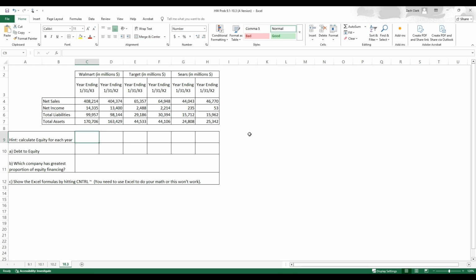So one thing we need to do when we're doing debt to equity is we need to know what the equity balance is. And just as a hint, a reminder, equity equals assets minus liabilities, the basic accounting equation. So you have to calculate it here as a first task.